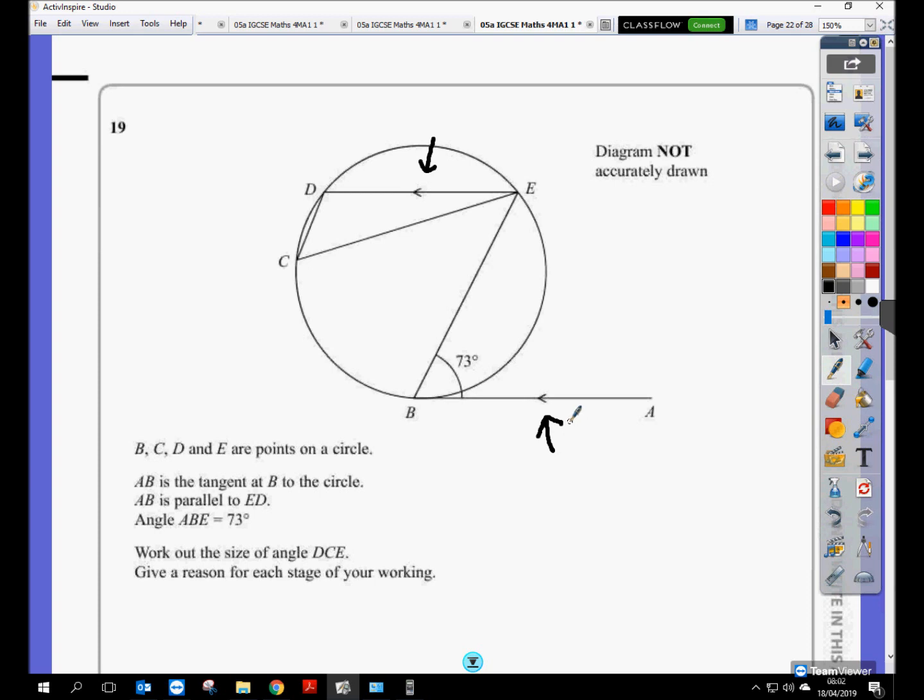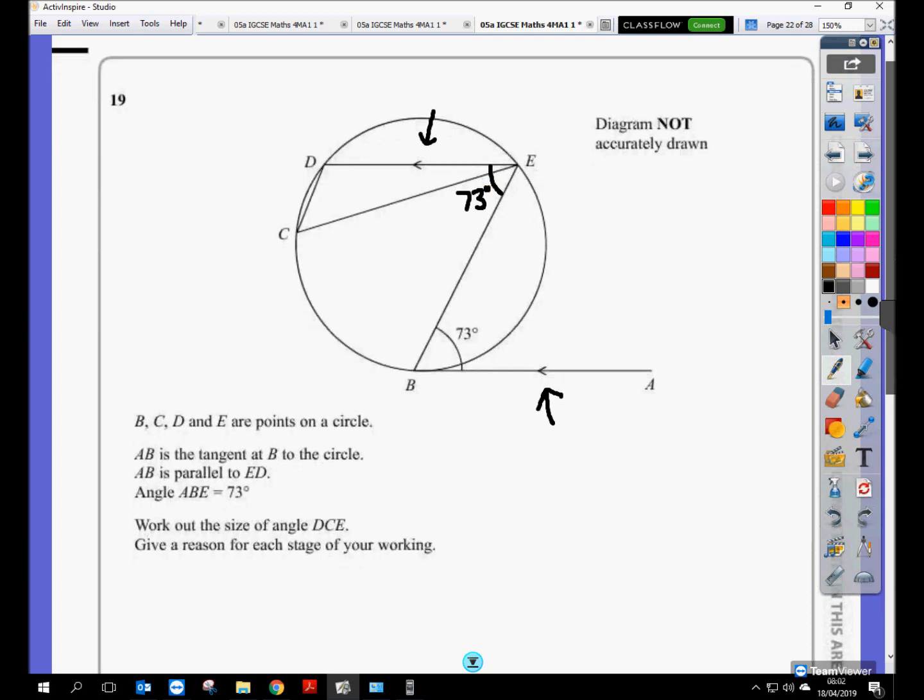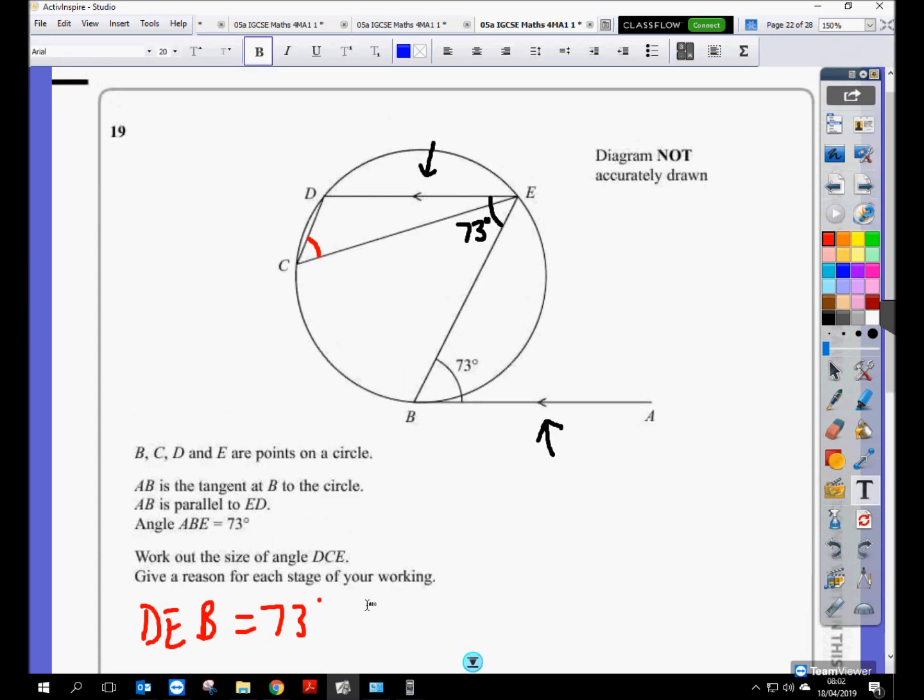So what do we know? Well, we know that if angle ABE is 73 degrees, then so is this one, because of alternate angles. The one that I'm trying to work out, by the way, is DCE, which is over here. Let's just mark that on. Okay, so let's write down some facts. DEB is 73 degrees, and the reason why is alternate angles are equal.